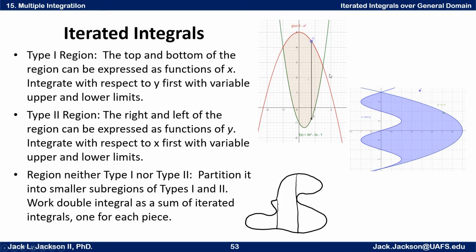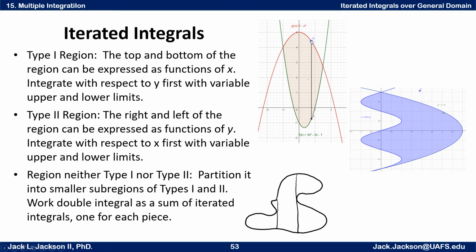This first one pictured here, in between these two parabolas, is a type 1 region. The top of the curve is given by a function of x, in this case g of x equals 5 minus x squared, and the bottom is given by another function of x, in this case f of x equals 3x squared minus 2x minus 1. So notice that these curves can be solved for y equals some function of x.